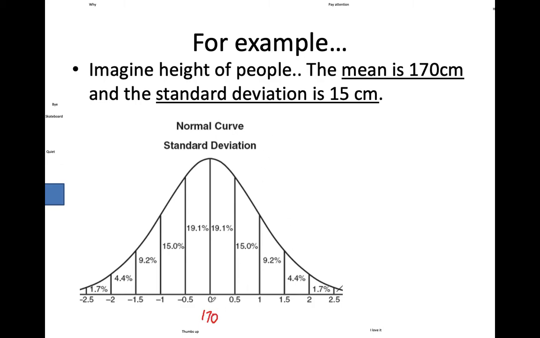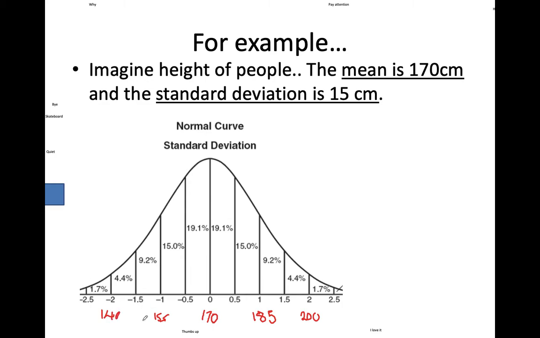If it's 15, one step from 0, which is the middle part of the graph, to 1 standard deviation is going to represent 185, because we need to add 15. If we go from 1 to 2, we add another 15, so that's going to give us 200. If we go from 170 to minus 1, that's going to represent 155, and 155 to minus 2 is going to represent 140.